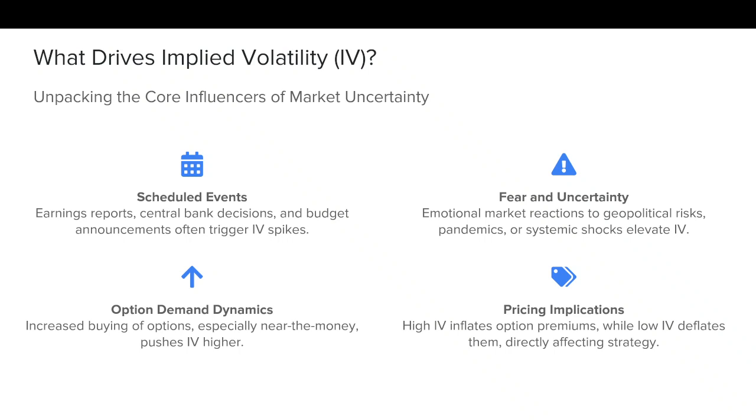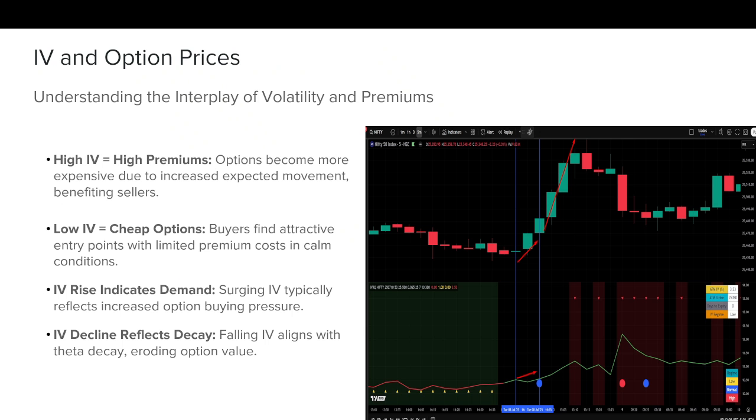Moreover, demand dynamics within the options market itself play a very big role. When traders start heavily buying options, particularly at the money options, it signals expectations of large moves. This demand inflates IV. Conversely, low trading volumes and complacency can suppress it. Understanding what drives IV allows traders to anticipate pricing shifts and fine-tune their strategy accordingly.